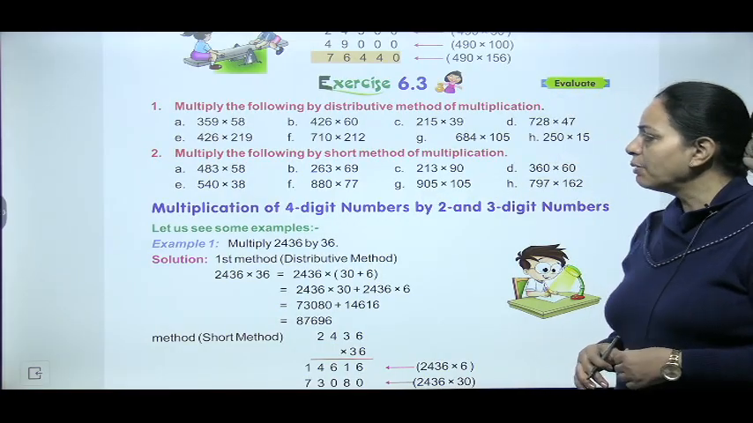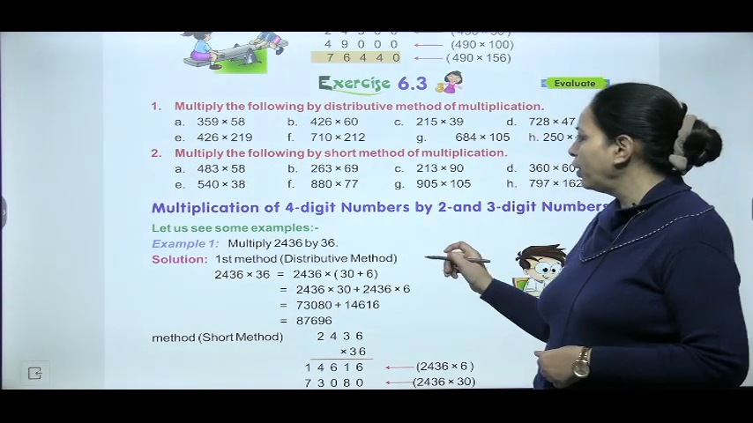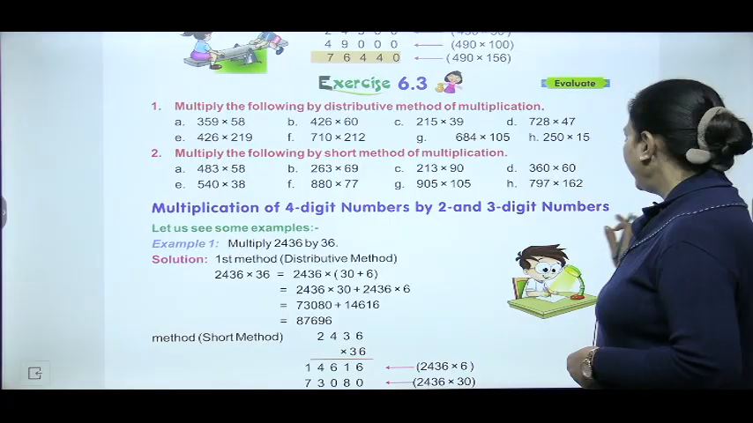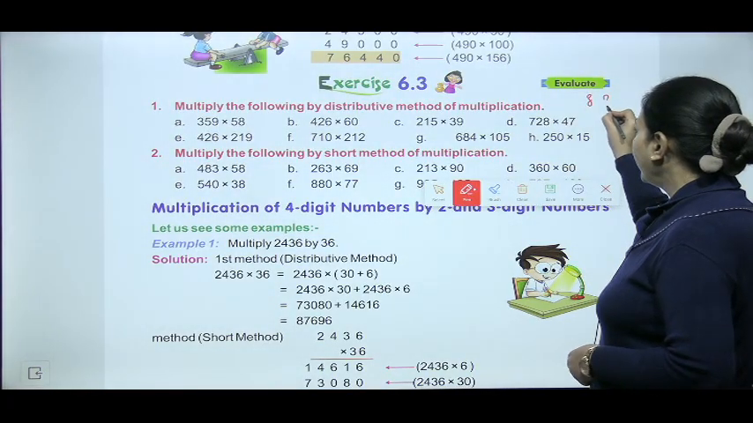Now the second one, multiply the following by the shortcut method. So like here, how can we do it? Like F part, 880 multiplied by 77. So write it like this.